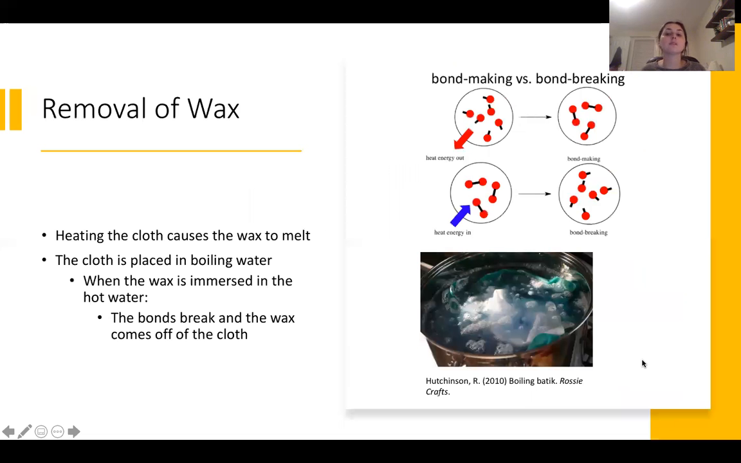And when it comes to the removal of the wax, the way you do it in the craft is you boil the fabric in hot water and let it sit there until the wax melts off, and you take it out. The reason that happens is that heating the cloth causes the wax to melt, and when it's immersed in the hot water, the bonds break and the wax comes off of the cloth. If you see the chart on the right, it shows that when heat goes in, it causes bonds to break. And when those bonds break, they release, and therefore the wax releases itself from the cotton fabric.